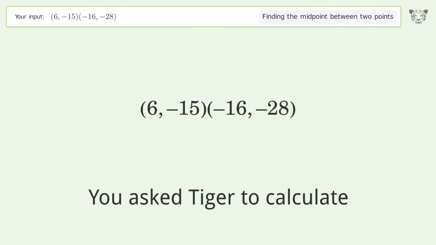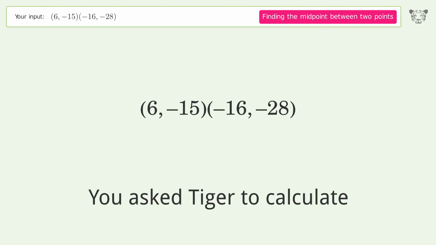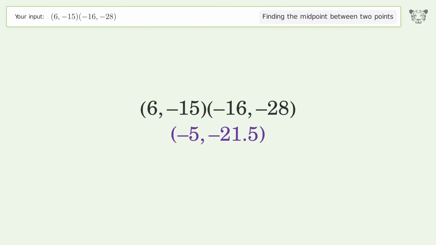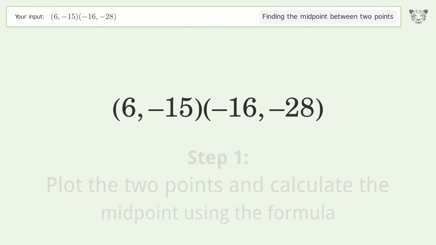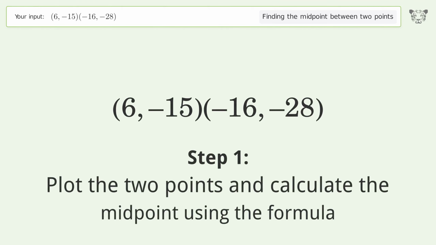You ask Tiger to calculate. This deals with finding the midpoint between 2 points. The midpoint between the 2 points is -5, -21.5. Let's solve it step by step. Plot the 2 points and calculate the midpoint using the formula.